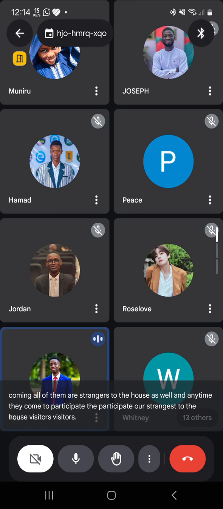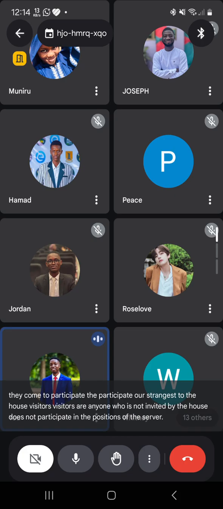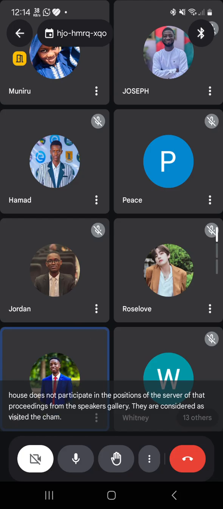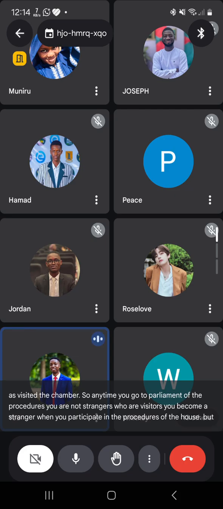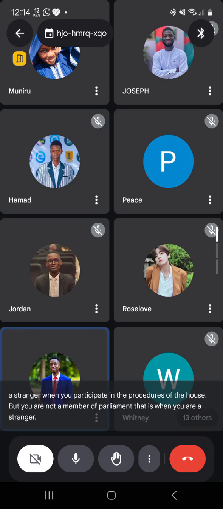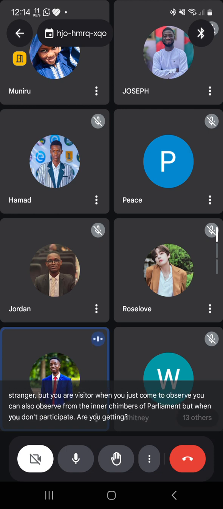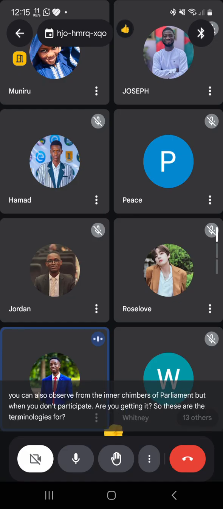Visitors. Visitors are anyone who is not invited by the House, does not participate in the proceedings of the House, however, observes proceedings from the Speaker's gallery. They are considered as visitors to the chamber. So anytime you go to Parliament to observe proceedings, you are not a stranger, you are a visitor. You become a stranger when you participate in the proceedings of the House, but you are not a member of Parliament. That is when you are a stranger. But you are a visitor when you just come to observe. You can also observe from the inner chambers of Parliament, but when you don't participate, you are a visitor. Are you getting it? So these are the terminologies for you to understand.